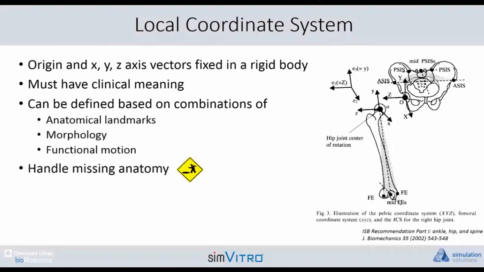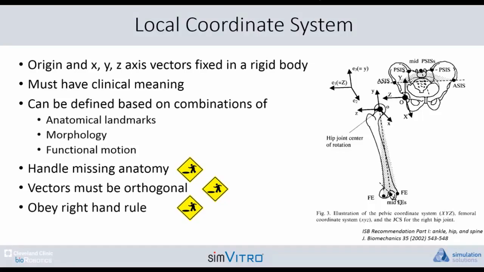When we develop local coordinate systems, one of the first pitfalls we can come into is we need to make sure we can handle missing anatomy. In gait lab, this is not necessarily an issue, but more in vitro testing, cadaver research, or if you're doing biplanar fluoroscopy or finite element analysis, you don't necessarily have the full bone there, and we need to be able to handle that anatomy. Our vectors must be orthogonal, our XYZ. This is sometimes overlooked. We want to talk about that, and obey the right-hand rule.